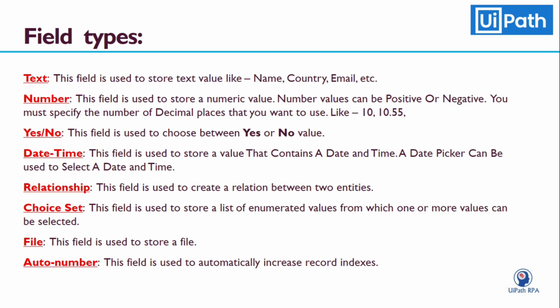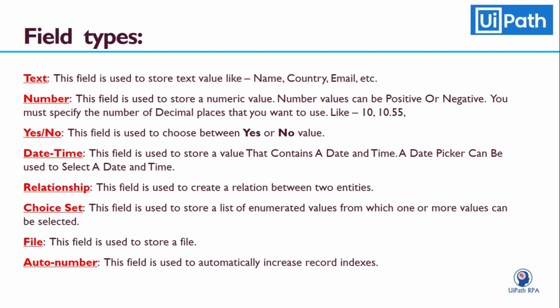Relationship, you know, like we create a primary key and foreign key, like we create a relationship between two tables. So here we can create a relationship between two entities, right? Choice set. This field is used to store a list of enumerated values from which one or more values can be selected. You know choice set, there was a default choice set created on the data service page, that was user type, right? We'll also talk about this in detail in another video.